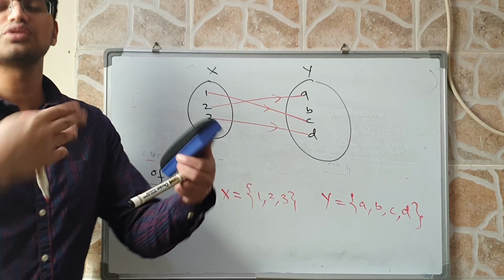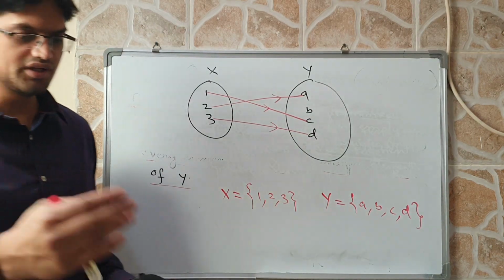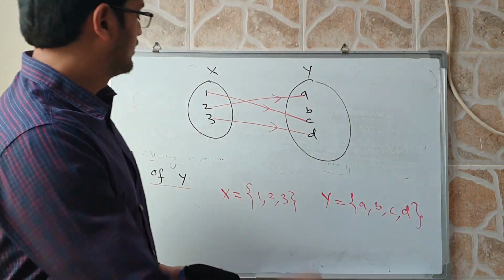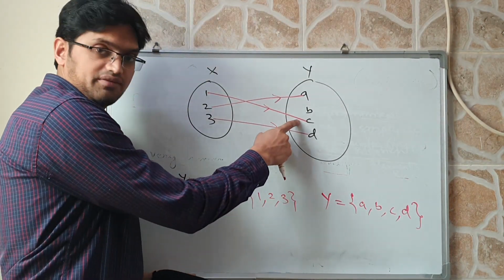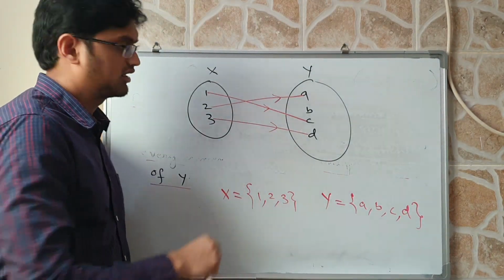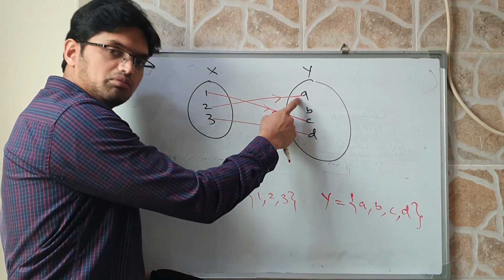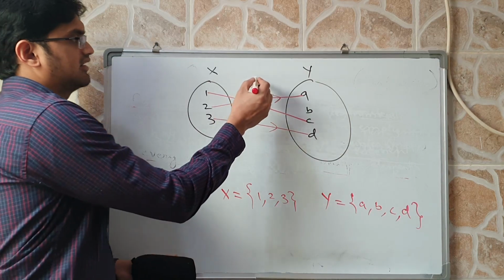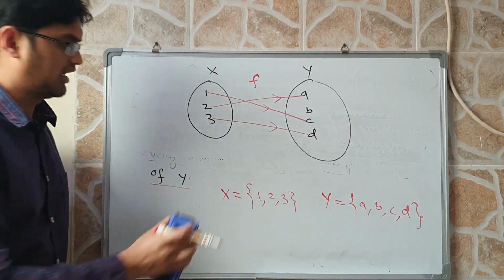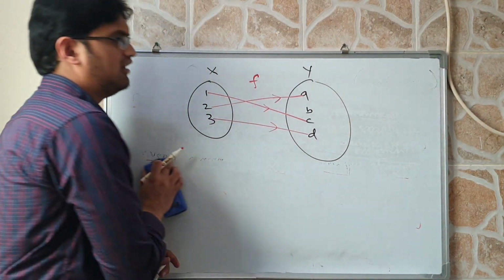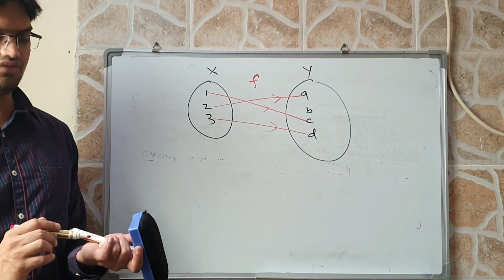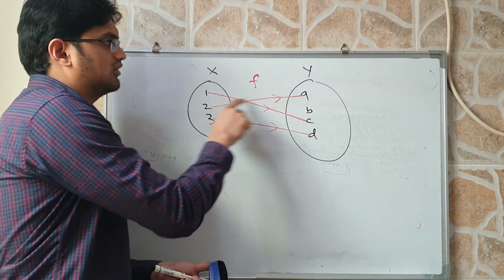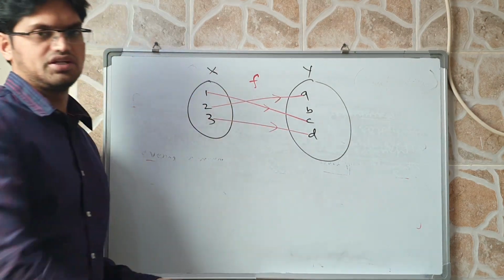Now how many associations am I making? That is our next thing. Let us check how many associations we are making. See, 1 is mapped to C, that is only 1. 2 is mapped to also 1 member. 3 is mapped to 1 member. So if I take this name as f, then f is a function. Why is f a function? Because every element of X has one and only one association.